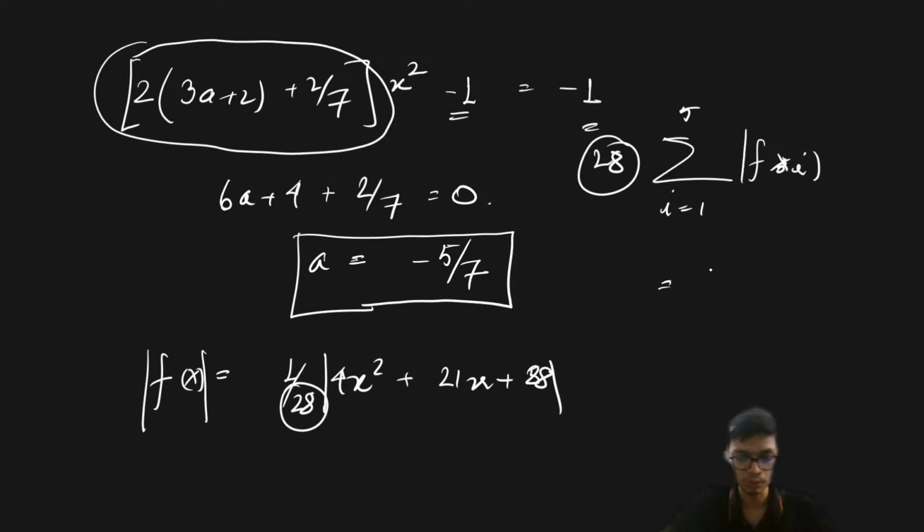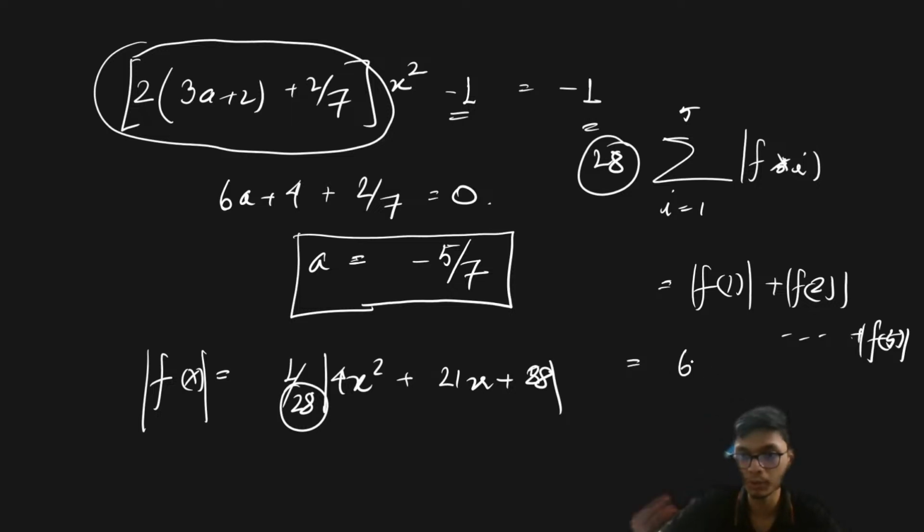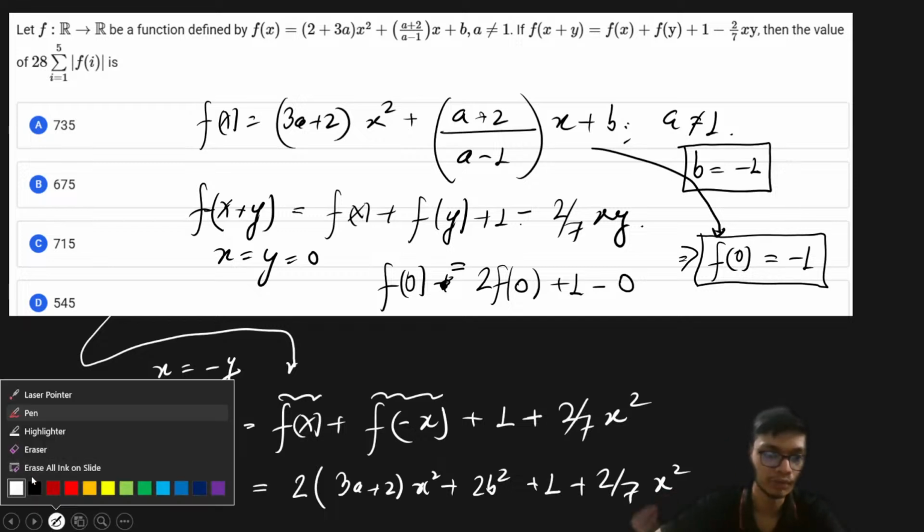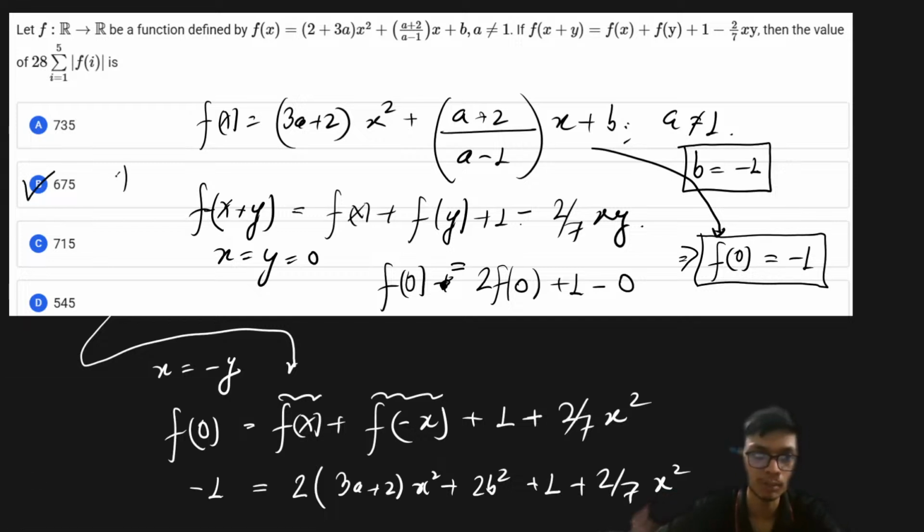So that is going to be mod of f of 1 plus mod of f of 2 and so on, up to plus mod of f of 5, right. And 28 is getting cancelled out, so that is going to give me the answer as 675. Okay, you just keep the values and sum for it, you're going to get the answer as 675. I hope this part is clear. So from this you will see that option number b is going to be the correct answer for this particular problem.